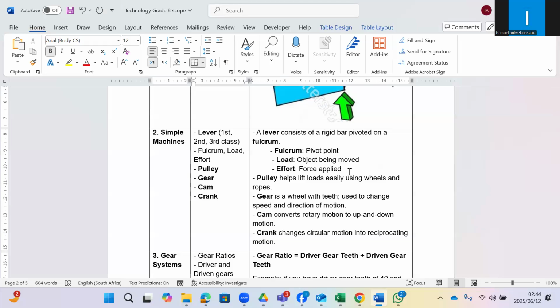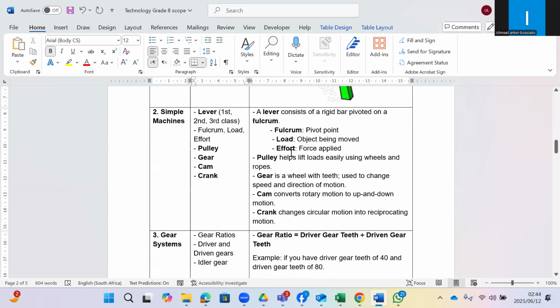So for instance, if you're cutting something with a scissor, where you are applying the force is the effort, and where you are cutting, maybe you have a paper that you are cutting, where you put the paper that you are cutting, that is the load, and then the fulcrum is the turning, round thing whereby it turns when you press the other 2 points. So we call them a lever. Now, pulleys.